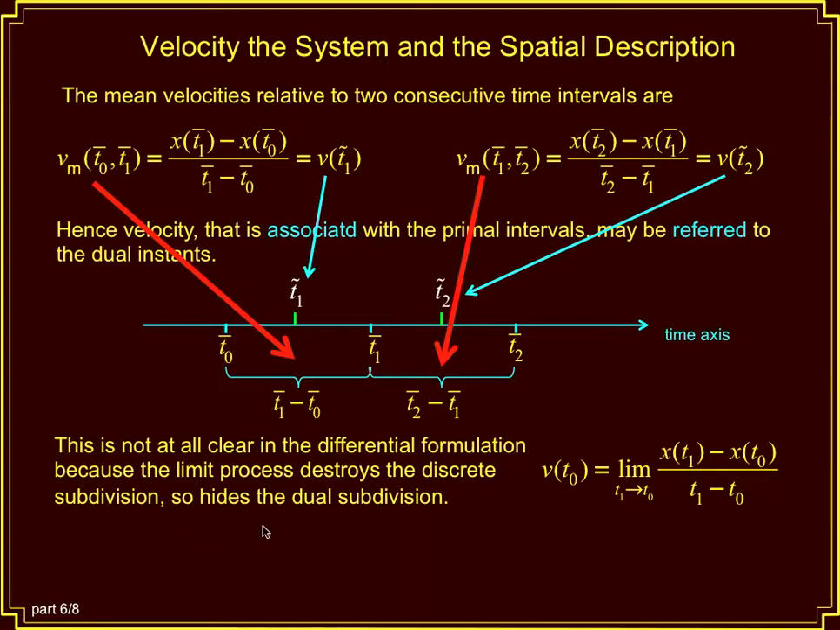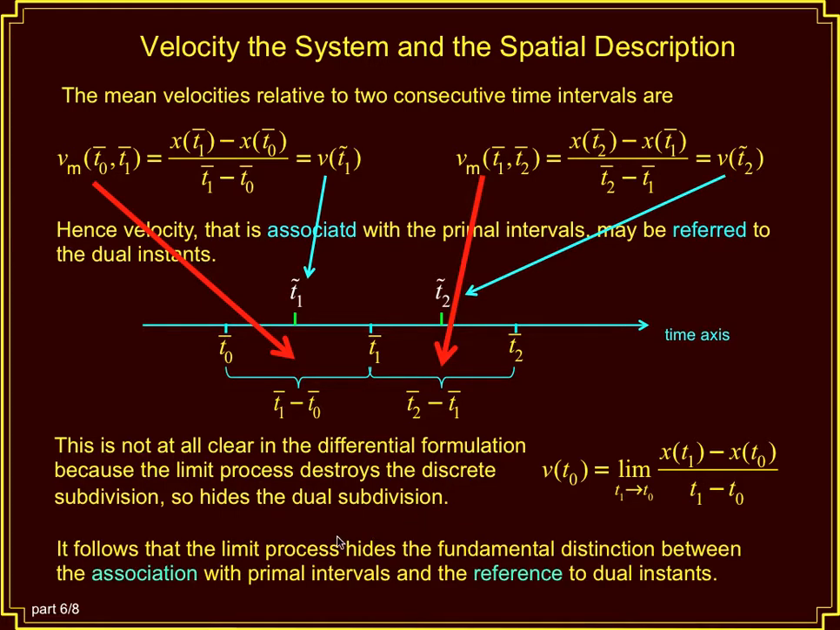This is not at all clear in the differential formulation because the limit process destroys the discrete subdivision, so hides the dual subdivision. It follows that the limit process hides the fundamental distinction between the association with primal intervals and the reference to the dual instants.